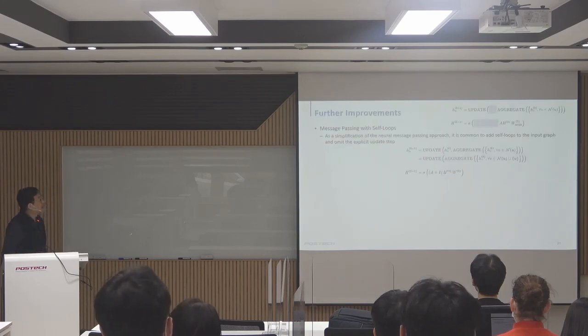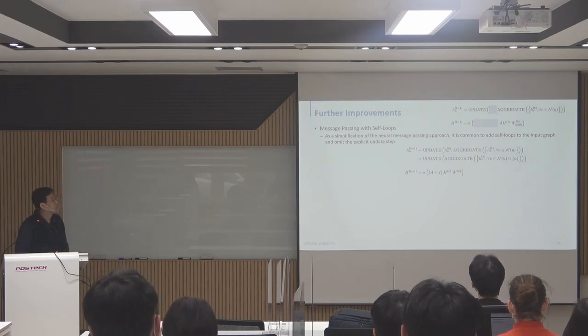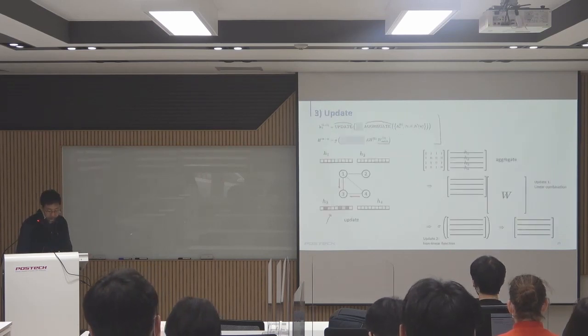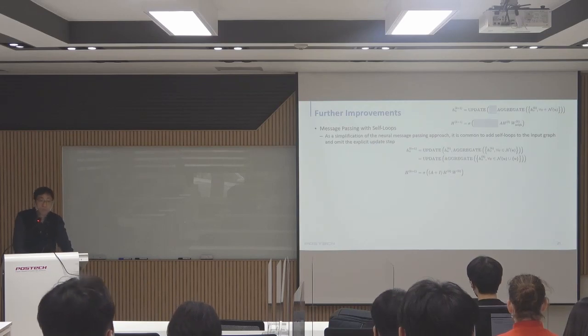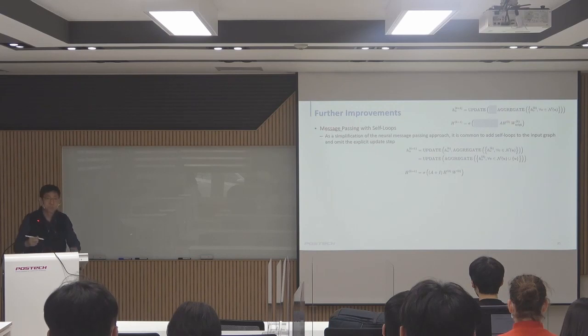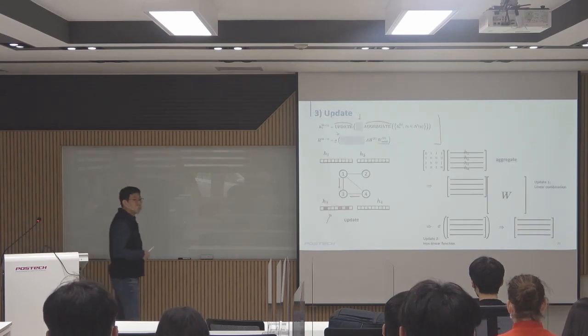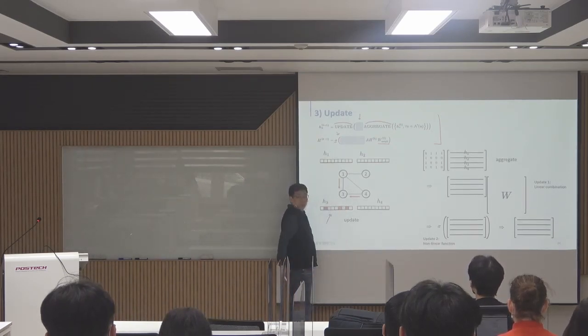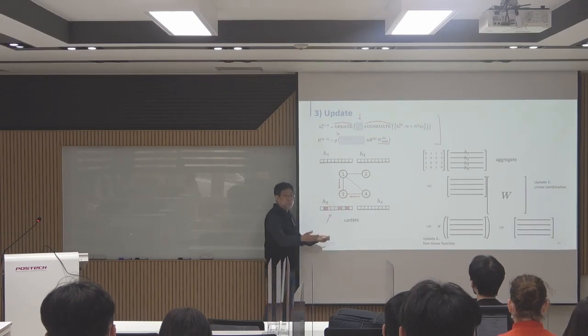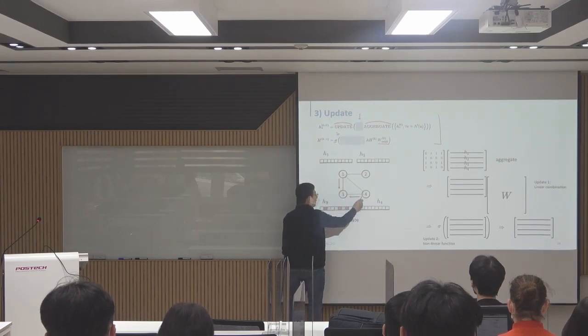But that's not the end. We have to think about further improvement. There are drawbacks in these approaches, so we have to improve. What kind of improvement is that? Message passing with a self loop. Remember, in this case, in order to do aggregation to update this node, we refer to the information or messages from the neighborhood.